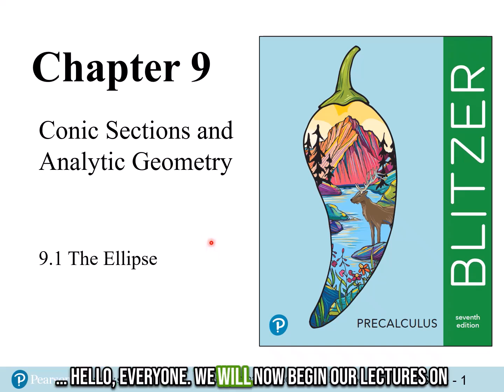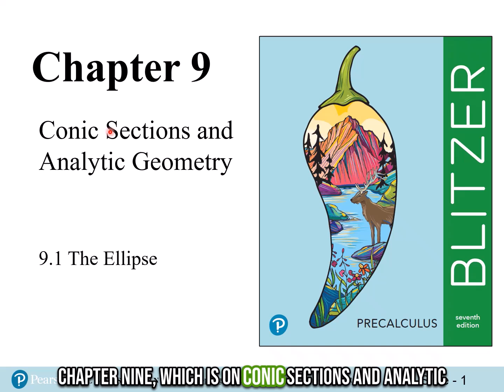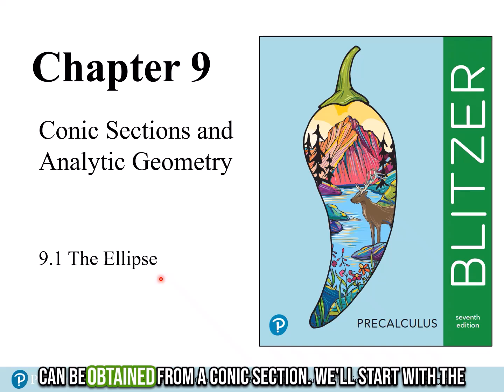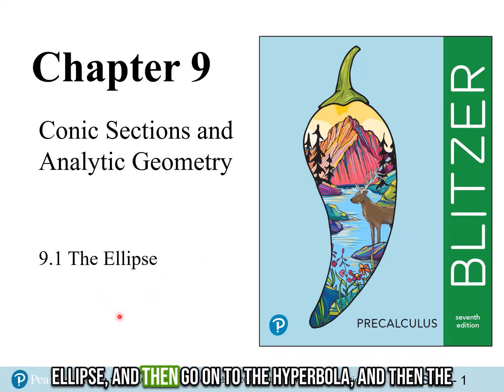Hello everyone. We will now begin our lectures on Chapter 9, which is on conic sections and analytic geometry. We will learn about the different shapes that can be obtained from a conic section. We'll start with the ellipse and then go on to the hyperbola and then the parabola.